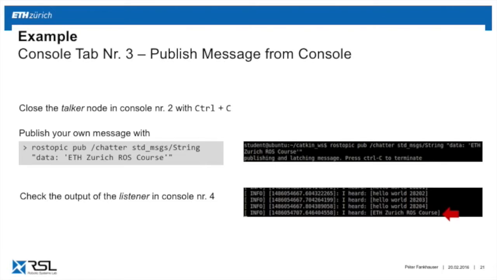What we want to do now is, in console number 2 or 3, publish your own message. This is a little bit a longer command, and you can type in rostopic pub for publishing on the topic /chatter of type std_msgs/String. And then if you use the tab button, it gives you this structure where you can fill in any message that you want to publish. Here in this example, I filled in ETH Zurich ROS course.